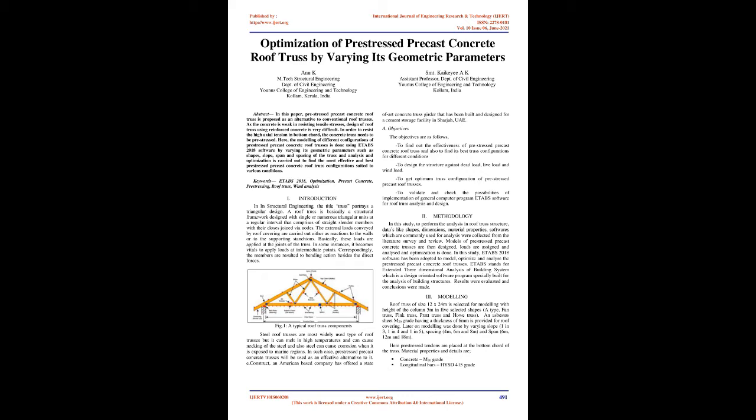In some instances, it becomes vital to apply loads at intermediate points. Correspondingly, the members are subjected to bending action besides the direct forces. Fig. 1, a typical roof truss components.